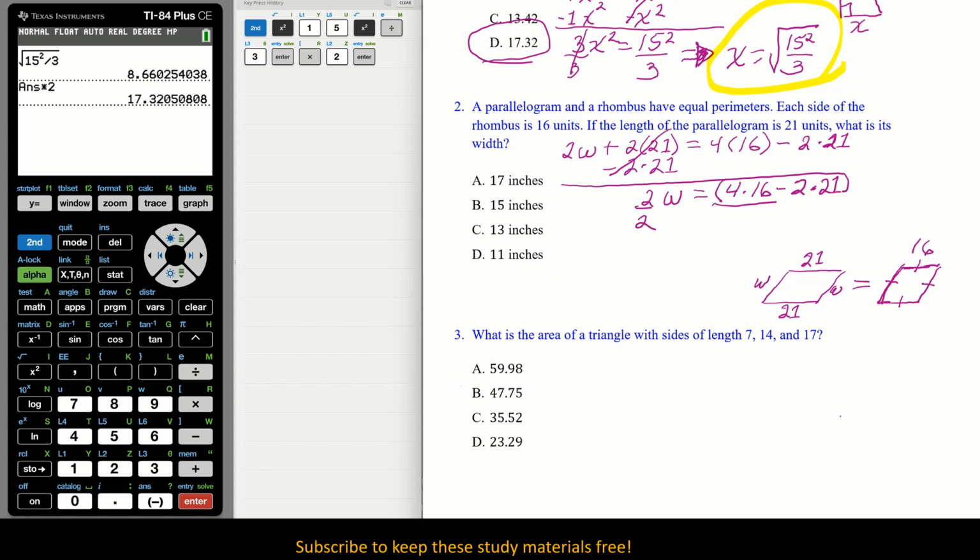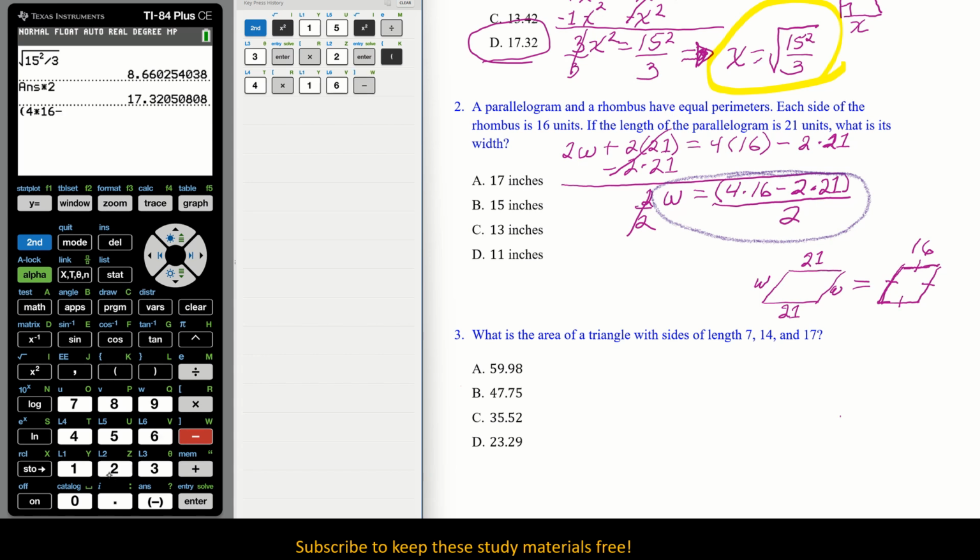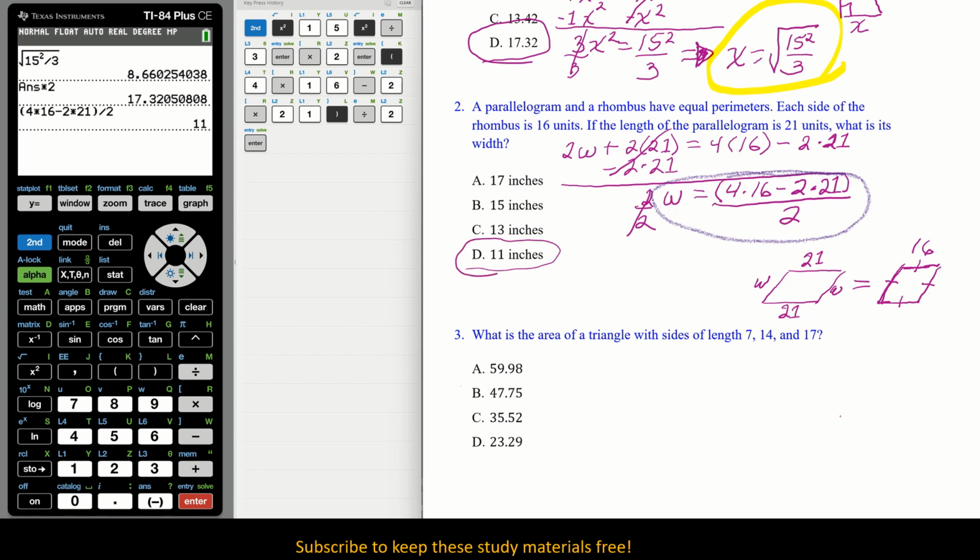Divide by 2 on both sides. Now, this is what we need to put in the calculator. So in parentheses, 4 times 16 minus 2 times 21. Close our parentheses, divide by 2, and press enter. And that gives us 11, which is the correct option. I changed that to put in my calculator because I was concerned about the order of operations, and that just solved my issue.